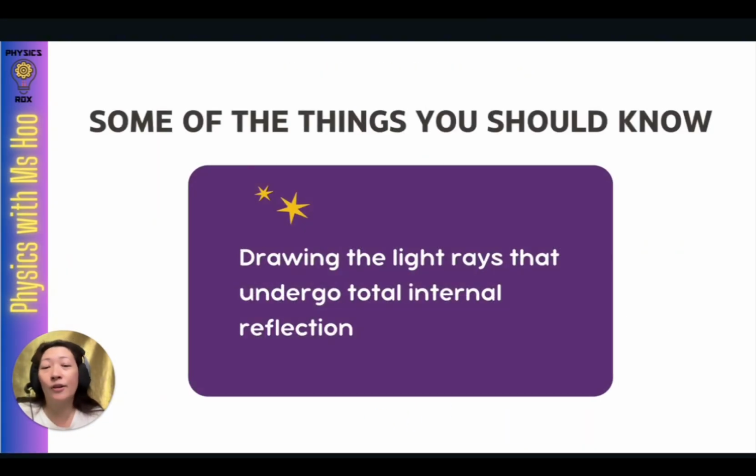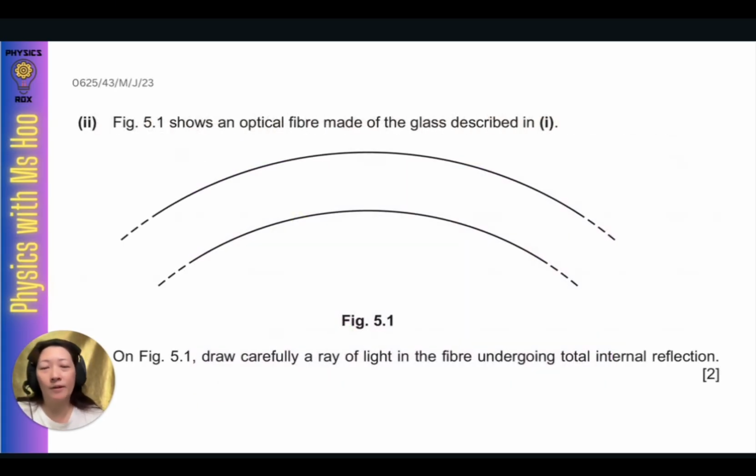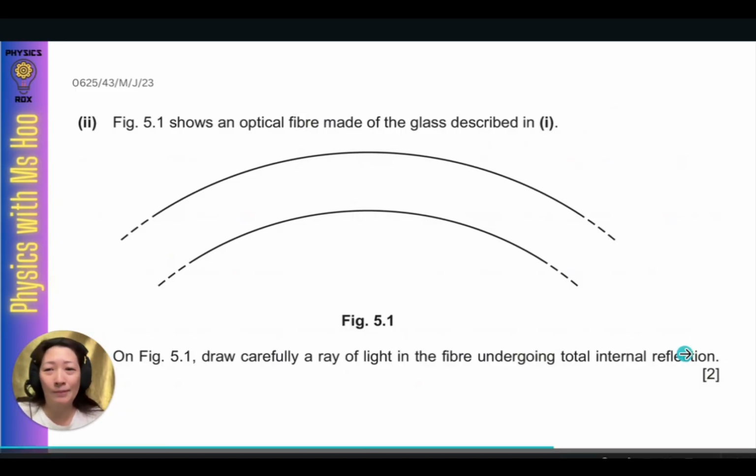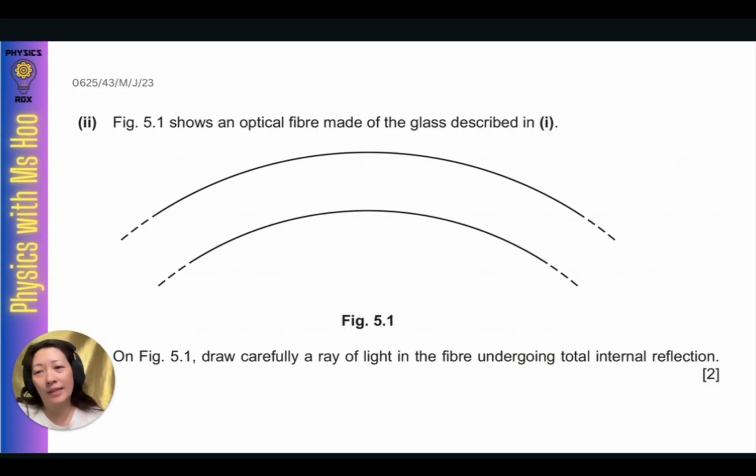Now, another skill you should have is knowing how to draw light rays that undergo total internal reflection. Although this is not a question that comes out every year, it's come out often enough that you should know how to draw this. And it's so simple. Honestly, if you get this right, that's 2 marks right there for you, easy peasy. An example of this is taken from the summer 2023 paper variant 3. Figure 5.1 shows an optical fiber made out of the glass described in an earlier part of the question. On Figure 5.1, draw carefully a ray of light in the fiber undergoing total internal reflection.